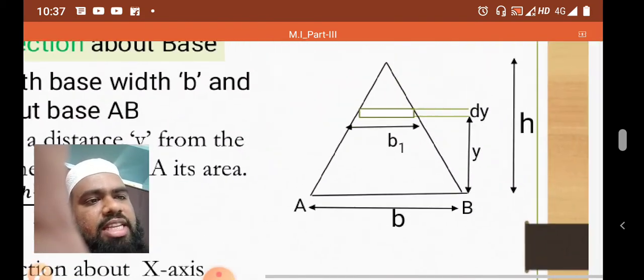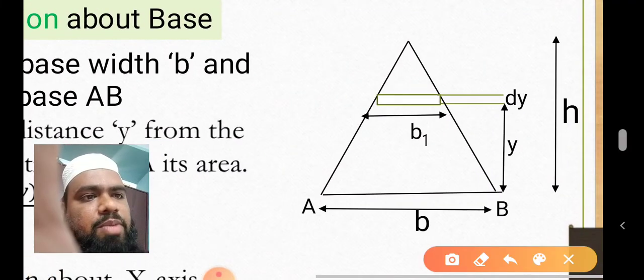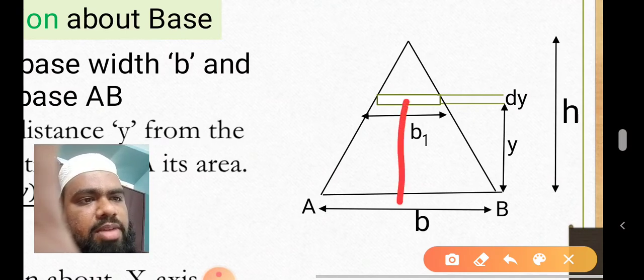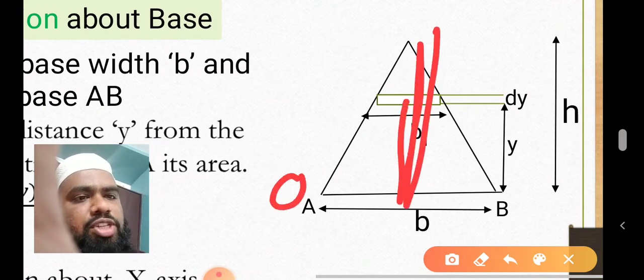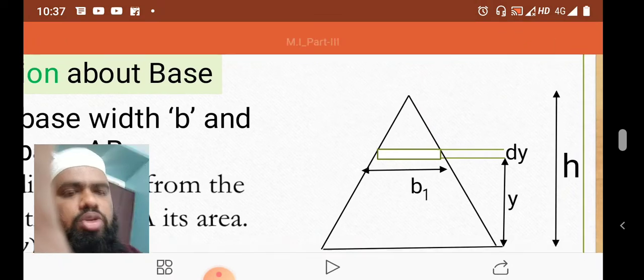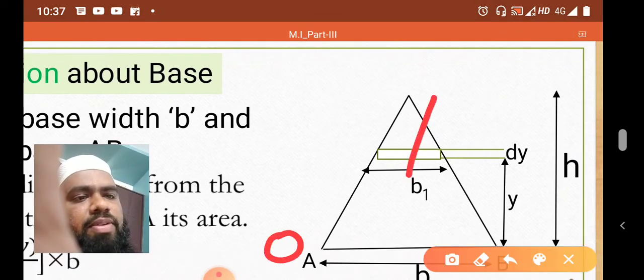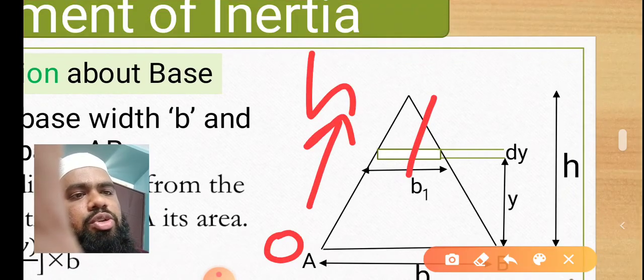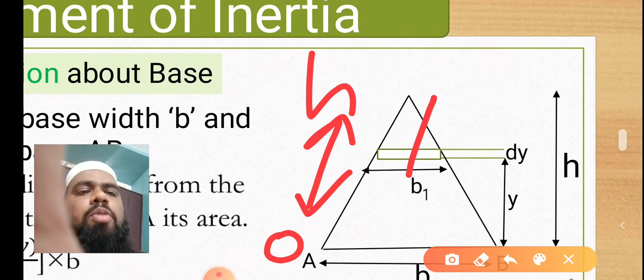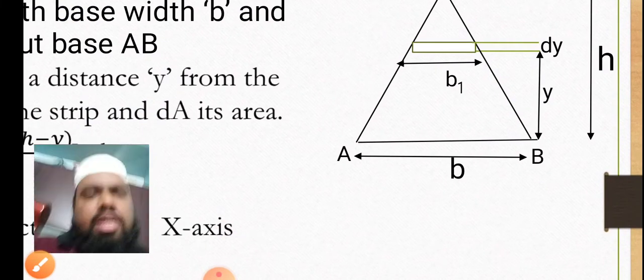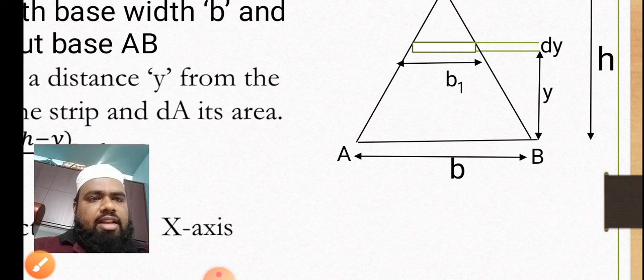Because in this figure the strip can be moved. This strip can be moved from down to up, from 0 to h. We can move this strip from 0 to h. In this total area the strip can be moved. So the limits will be 0 to h. Clear? I think it is clear.